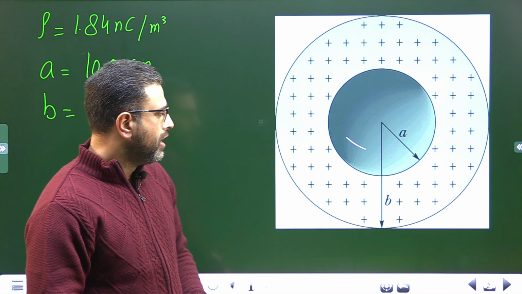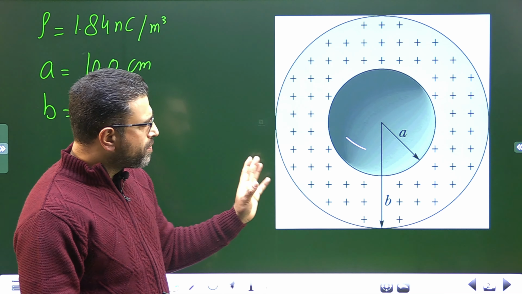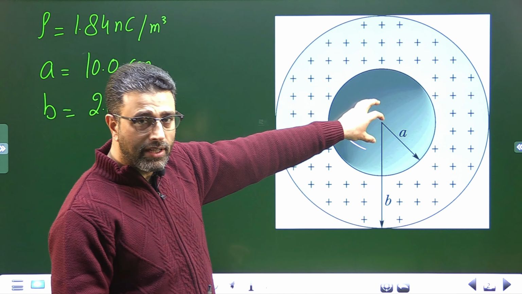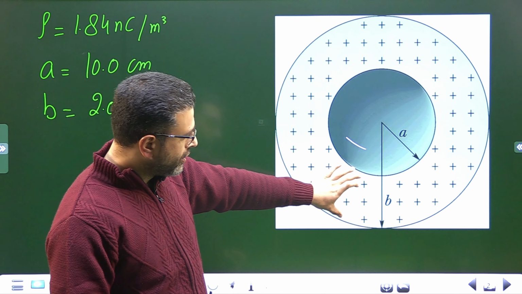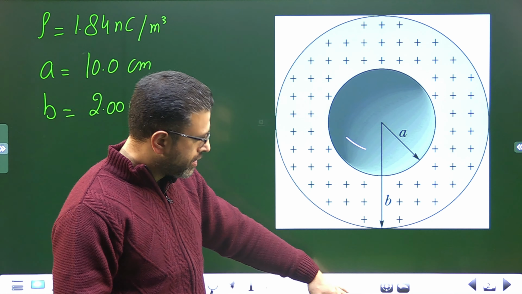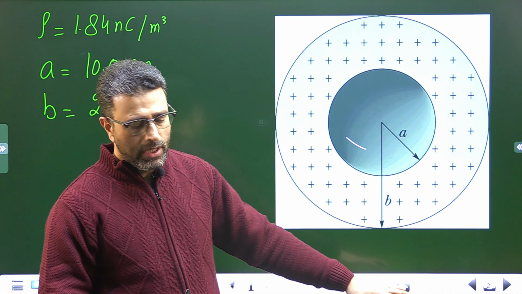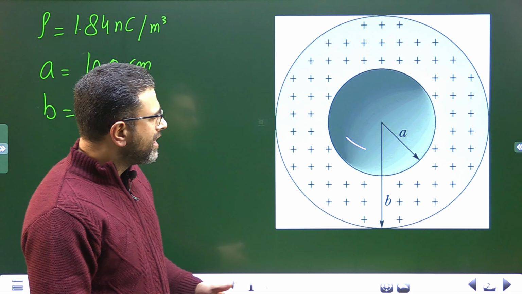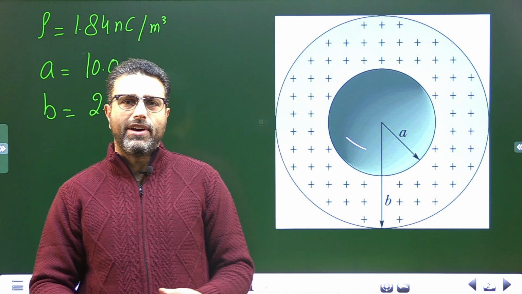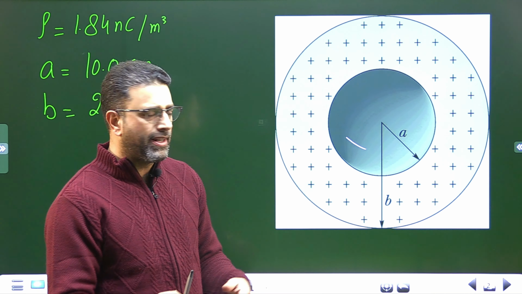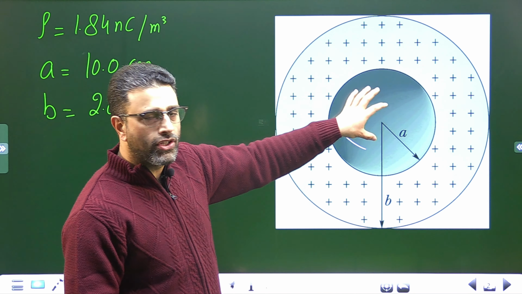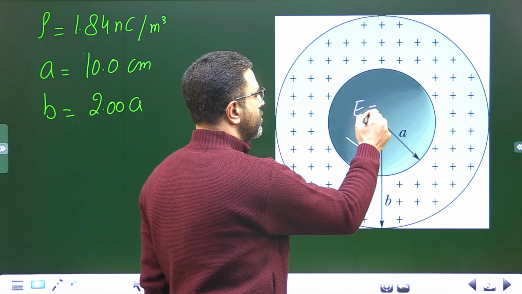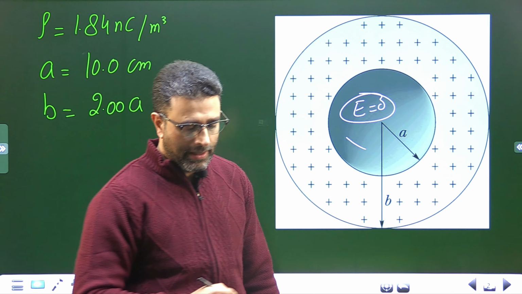So, this space can be divided into three parts. One is within the cavity of the shell, the other is inside the shell material from A to B, the other is outside the shell. So, we'll find out field in all the three regions. One region we already know, remember from spherical symmetry, from Gauss law, we have done it so many times, that field inside the cavity is 0. So, we already know that.